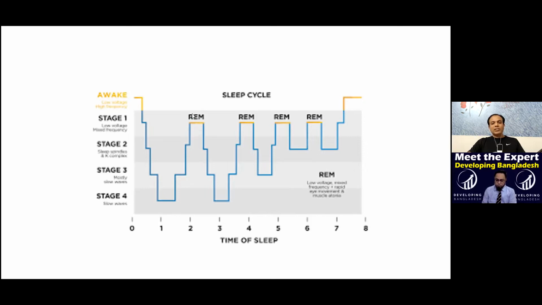And it lasts for, say, 10 minutes initially. Then from that, you go again to non-REM sleep. Again, after non-REM, you go to REM, then non-REM, then REM, then non-REM and REM. So in this cycle, non-REM to REM, at least 5 to 6 cycles occur during our sleep. And you can see the level of non-REM sleep decreases as sleep progresses, and the duration of REM sleep increases as the sleep progresses.